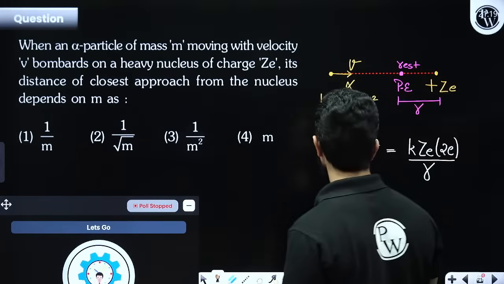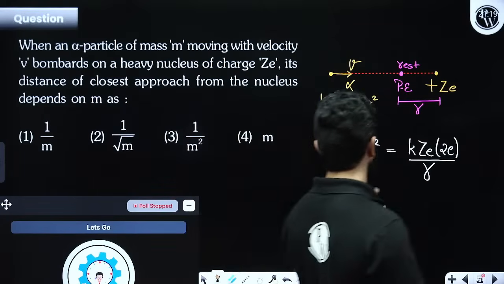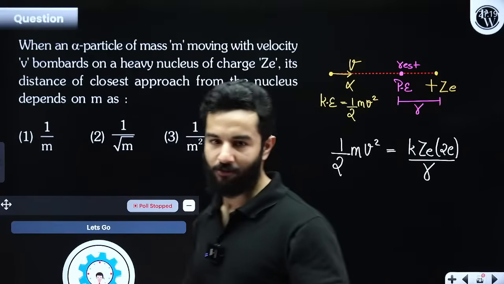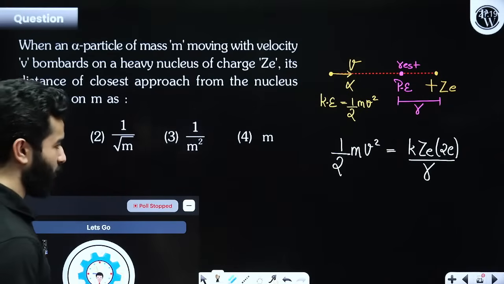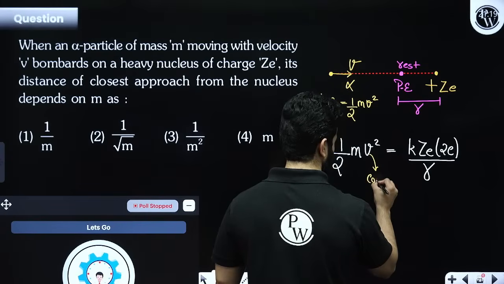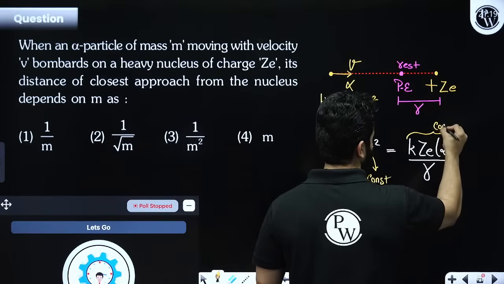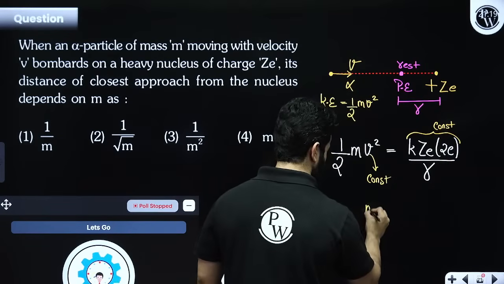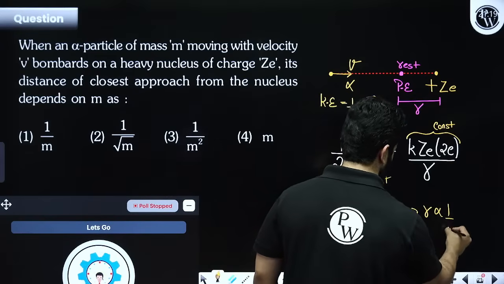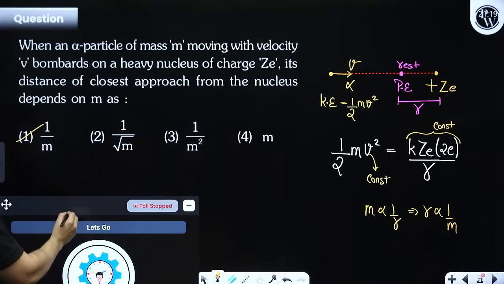Clear? Kindly see if you have any doubt. As I can see, we have m over here and we have r, so there is an inverse relation. Other than that, everything is constant. Please see, v is constant, they have given us that. k, z, e, all of these things are constant. So m is inversely proportional to r, or r is inversely proportional to m, whatever you want to call it. So 1 upon m is the correct answer, A.